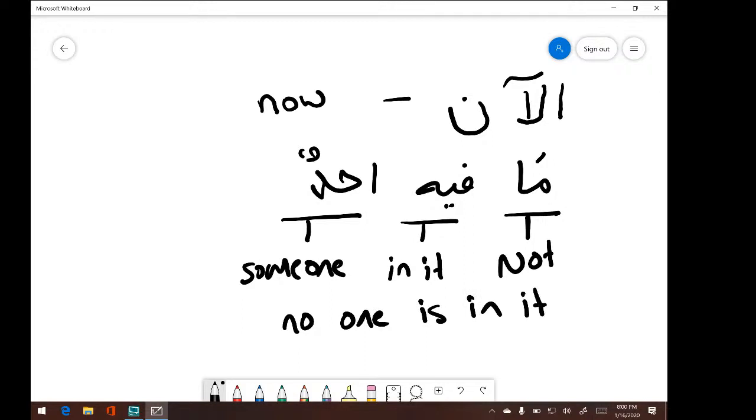No, ma means, we learned ma has two meanings, right? That ma means what, and ma also means no, right? Anyone remember this from first semester? Yes, right? Right, so in this sentence it means no. So whenever ma comes as a question, it means what? And whenever ma comes as a statement, or I shouldn't say whenever, but 99% of the time, it means not or no. Right? So ma hada, what is this? Ma fihi ahadun, no one's in it. Okay. So ma has two different meanings. Right. Depends on the context of the sentence.